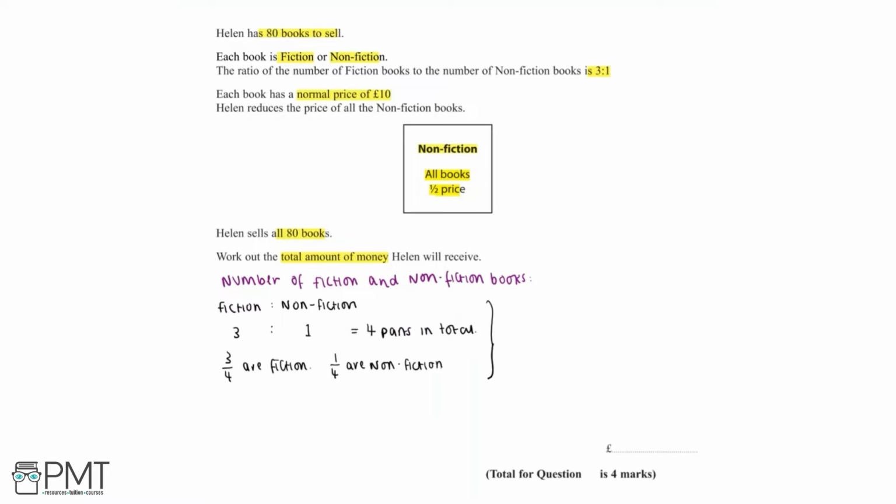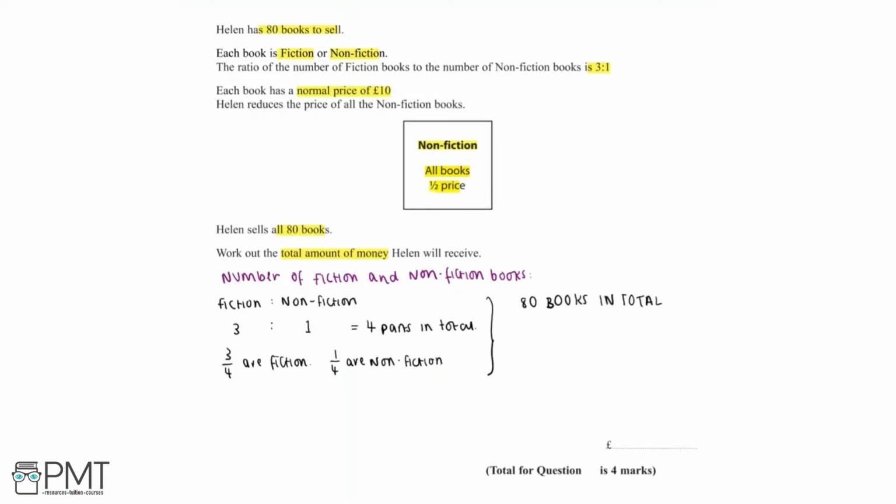Now we can use these fractions to find the number of fiction books and the number of non-fiction books. Now we know that there are 80 books in total. 3/4 of 80 is equal to 60. And since 3/4 of the books are fiction, we can say that there are 60 fiction books. And now 1/4 of 80 is equal to 20. 1/4 of the books are non-fiction, and so we can say that there are 20 non-fiction books.